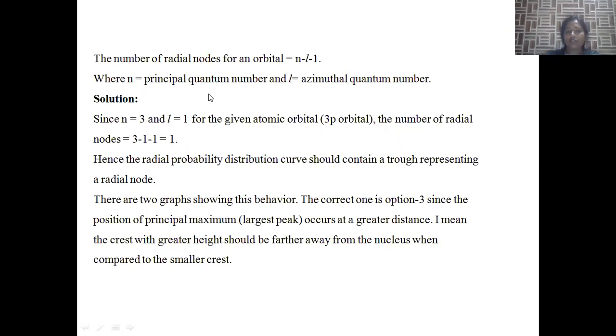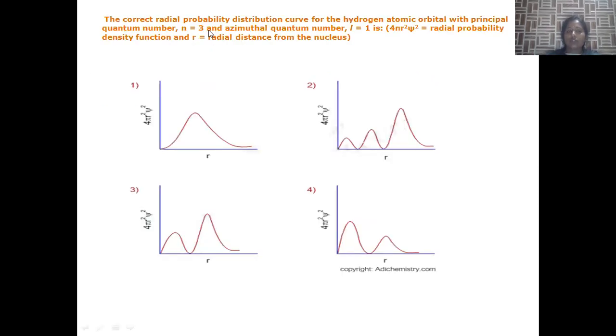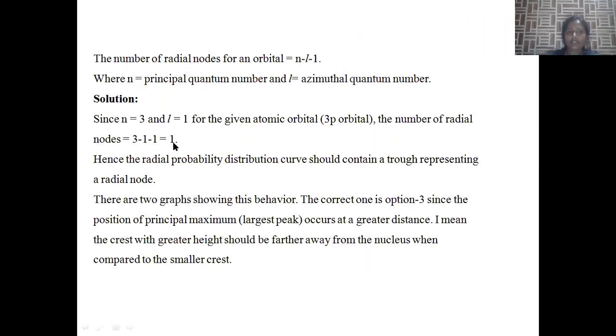The formula we have to apply to get the number of nodes is n minus L minus 1. Sorry, number of nodes is equal to n minus L minus 1. n is 3, L is 1. 3 minus 1 minus 1, that becomes 1. Because minus 1 minus 1 is minus 2, 3 minus 2 becomes 1. So the number of nodes is 1. One node indicates two peaks will be there. When two peaks are there, then only one nodal plane will be there. A node is where the probability of finding the electron becomes 0, and it is called a nodal plane.